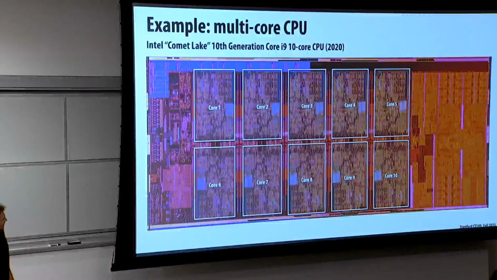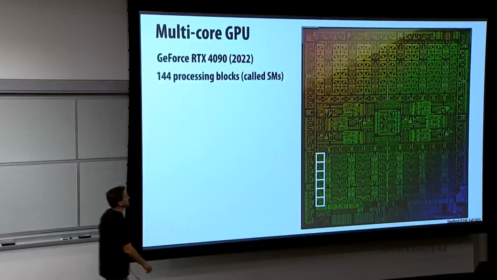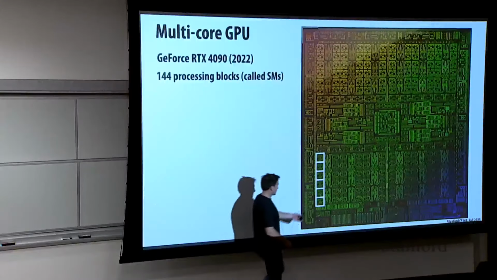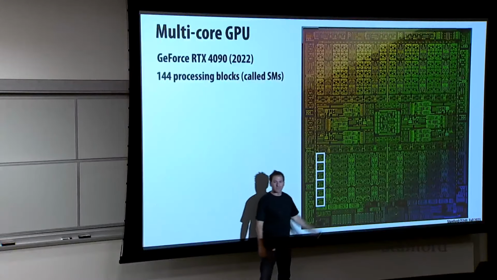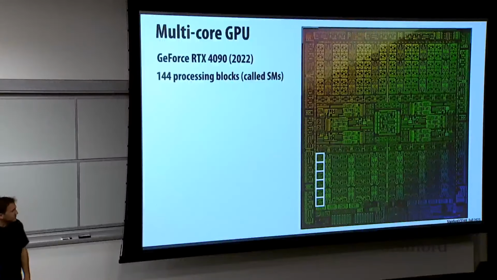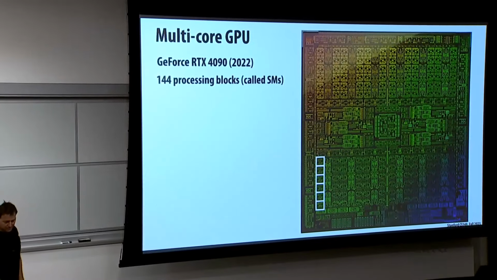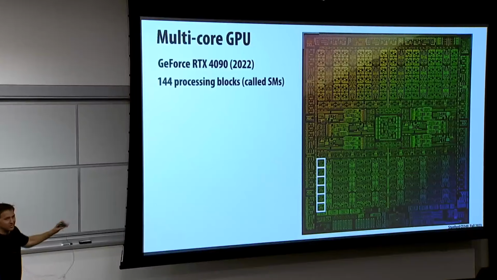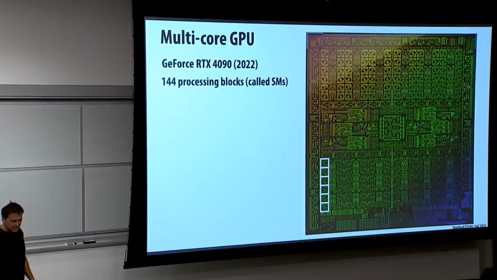That's a 10-core Intel. This is actually the RTX 4090, and if you look closely, the replicated unit is about this size. There's about 144 of them on there. NVIDIA likes to call them SMs for streaming multiprocessors, but that's the granularity of the duplication.